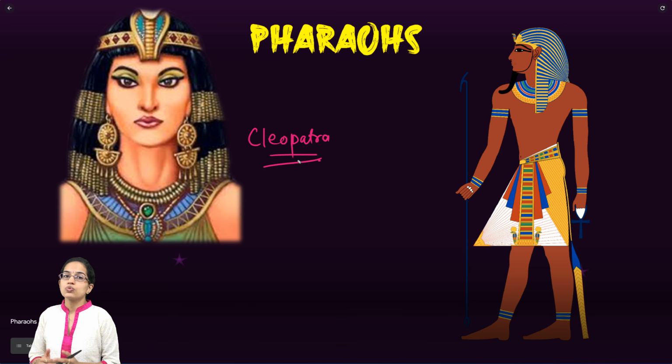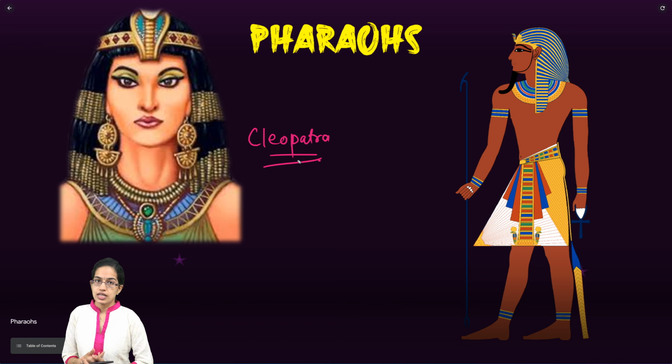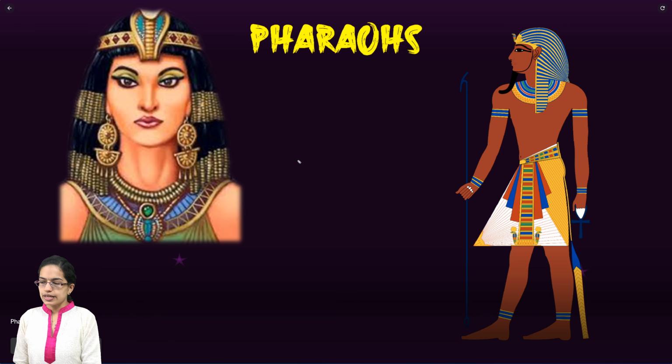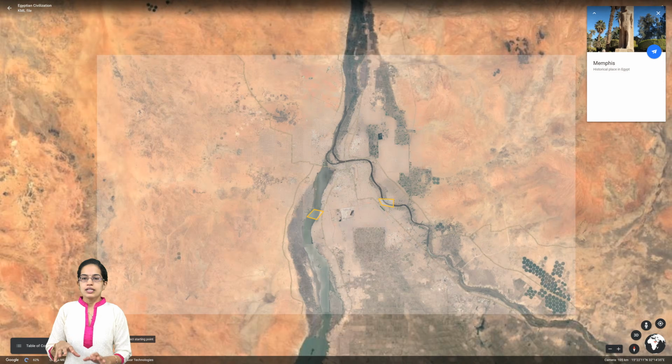So pharaohs were very important. They were considered similar to the Mesopotamian civilization. They were considered to be at the topmost in the hierarchy. So that was about understanding the pharaohs. Now the next important thing that we need to understand is the development.